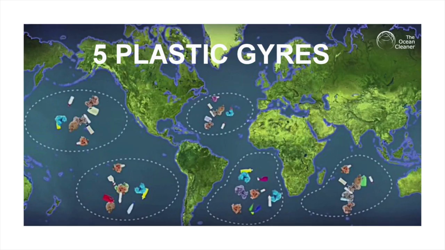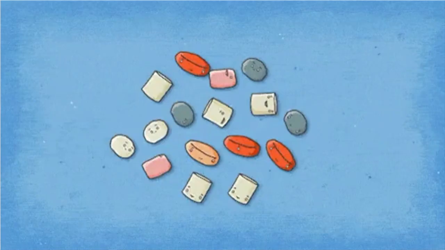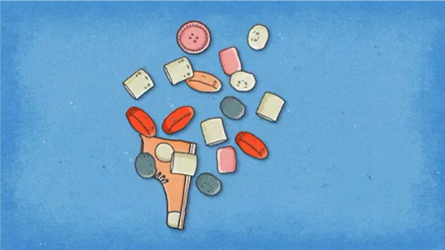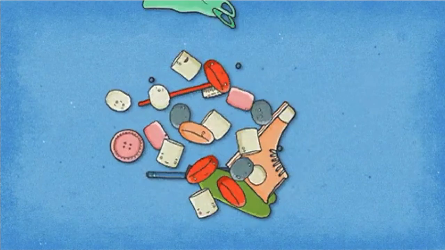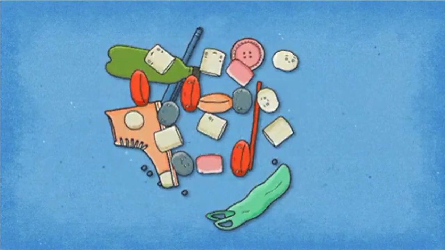A gyre is a rotating current system that is comprised of the Earth's rotation coupled with currents of prevailing winds. And so they end up there, and this is what we end up with, except they're huge. And we have 5 of them, 5 main plastic gyres.